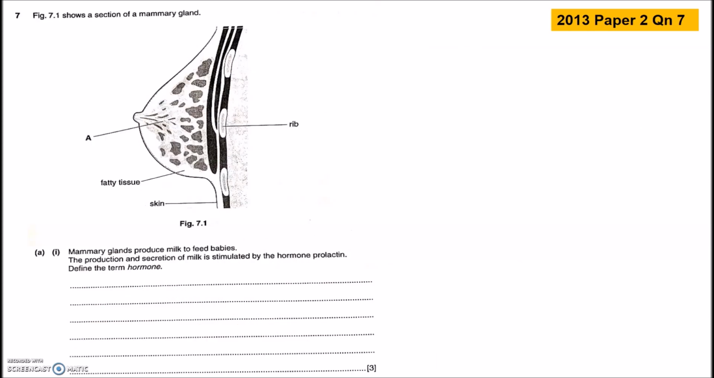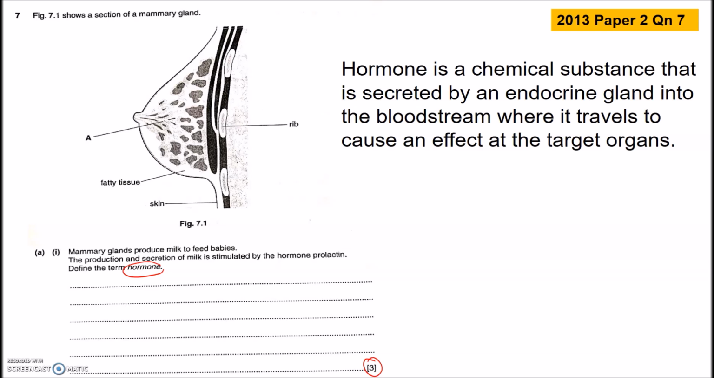Okay, so one last question that I want to talk about real quick is 2013, paper 2, question 7. Some of you came up to me and asked, is the mammary gland in the syllabus? Okay, it is not, but hormone is definitely inside the syllabus. Okay, and this is a 3-mark question to define hormone. Now, many of you know the hormone definition, which I have written here, is a chemical substance, okay, that is secreted by an endocrine gland straight into the bloodstream, where it travels and has an effect at the target organ. So maybe if you write this down, you can get 2 marks already, because there's a lot of key concepts that are within this definition itself.